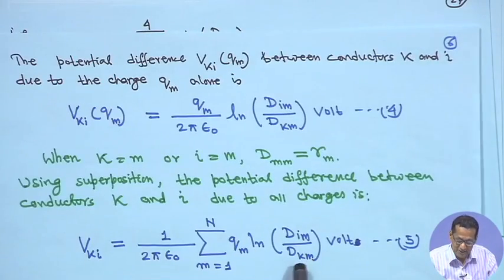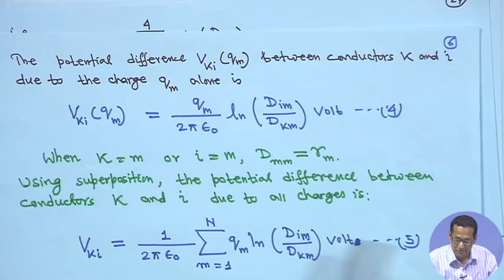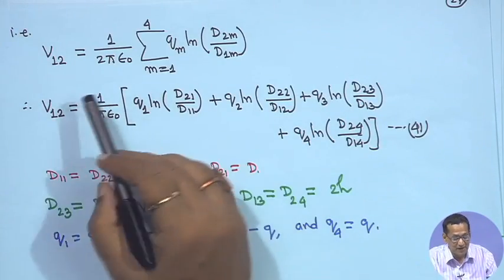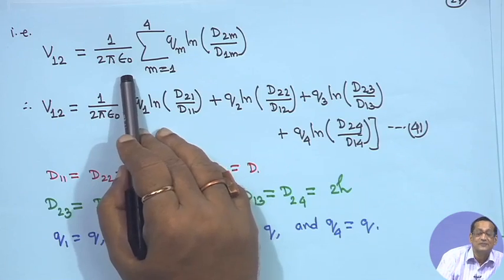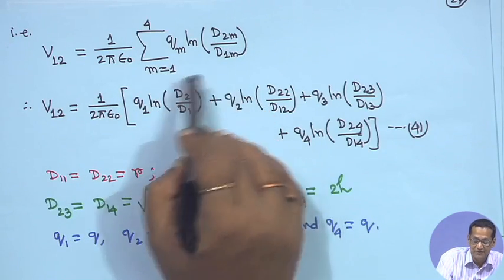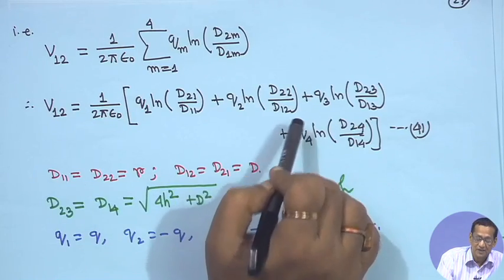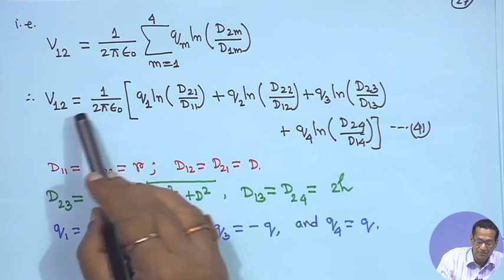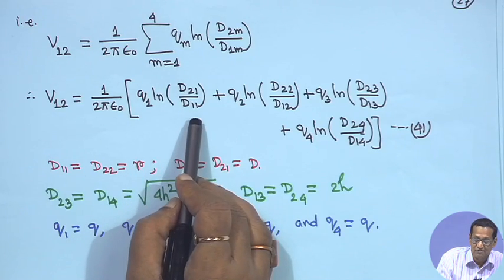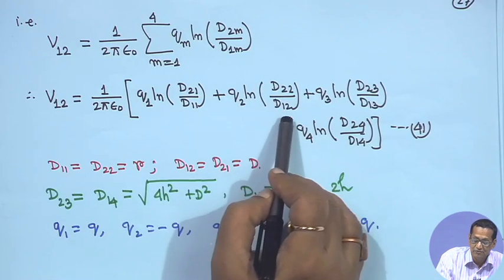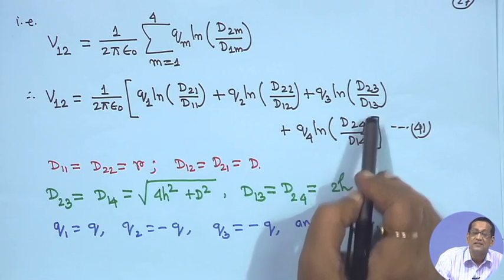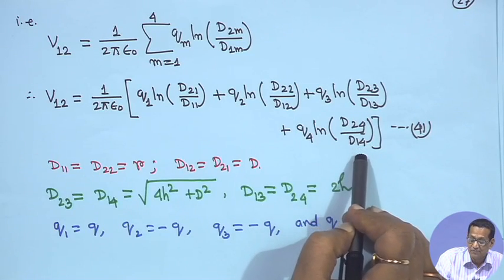That means if k is equal to 1, it is d1m, and if i is equal to 2, d2m. Therefore, equation 5 becomes 1 upon 2 pi epsilon 0, sum over m equal to 1 to 4 of qm ln d2m upon d1m. Now you expand this. If you expand this, it will come V12 equals 1 upon 2 pi epsilon 0 [q1 ln d21 upon d11 plus q2 ln d22 upon d12 plus q3 ln d23 upon d13 plus q4 ln d24 upon d14].